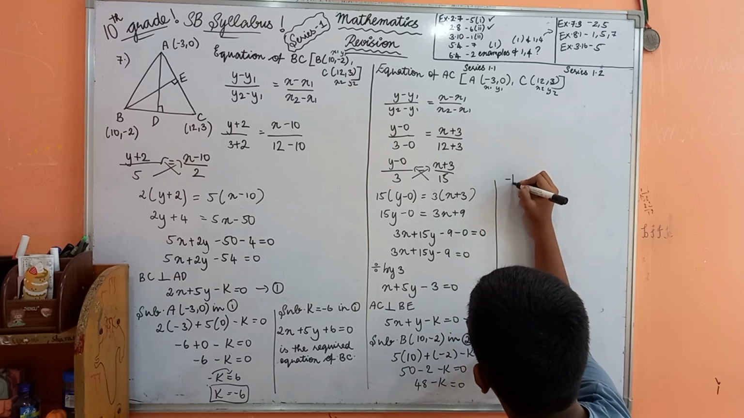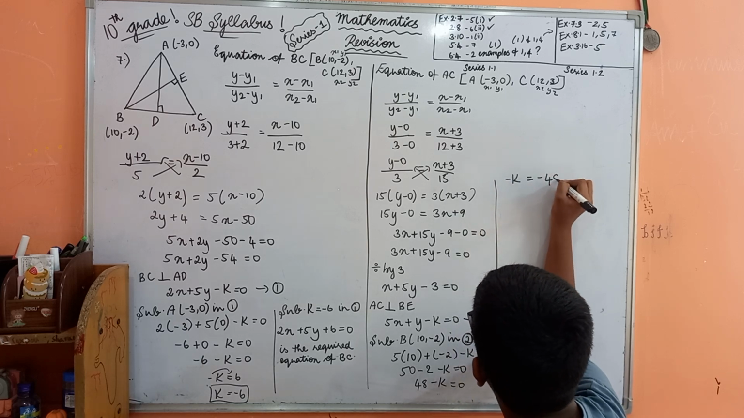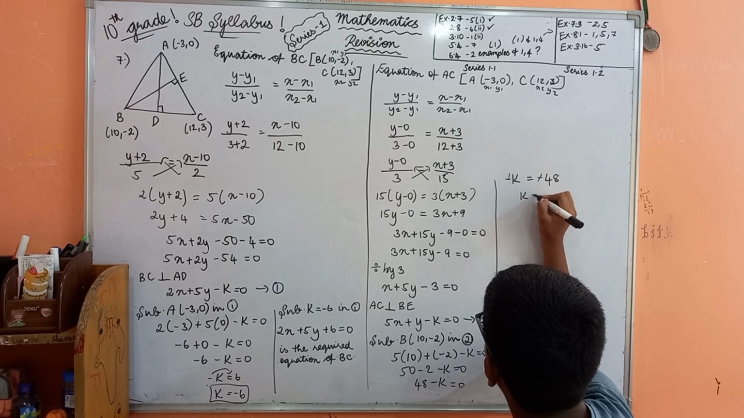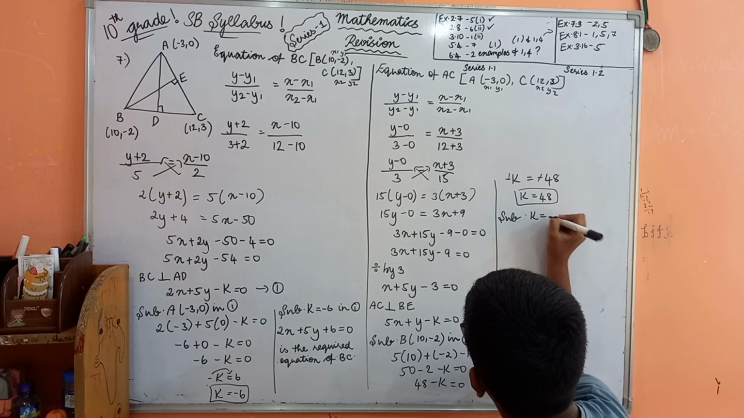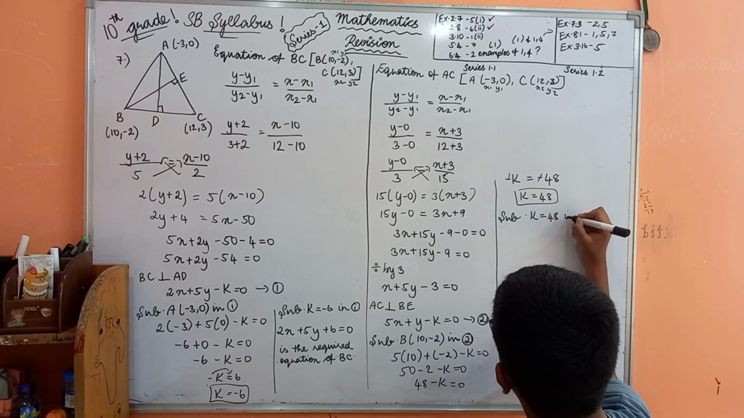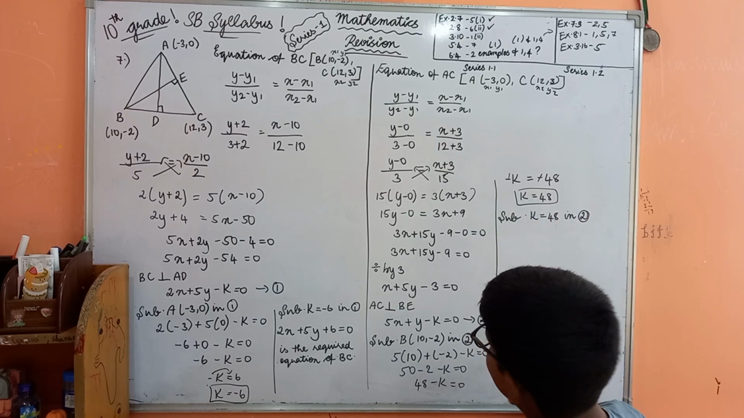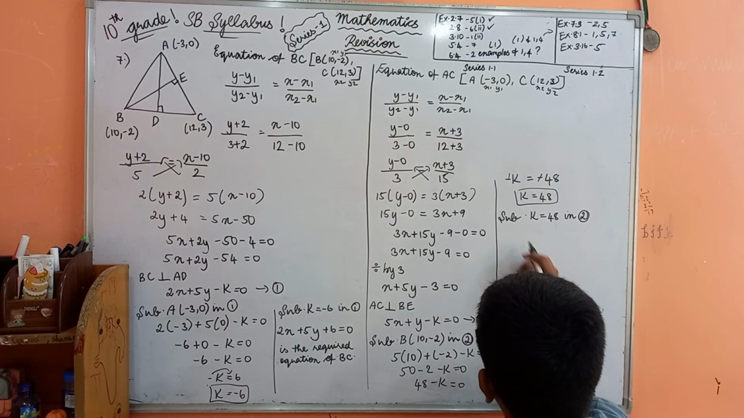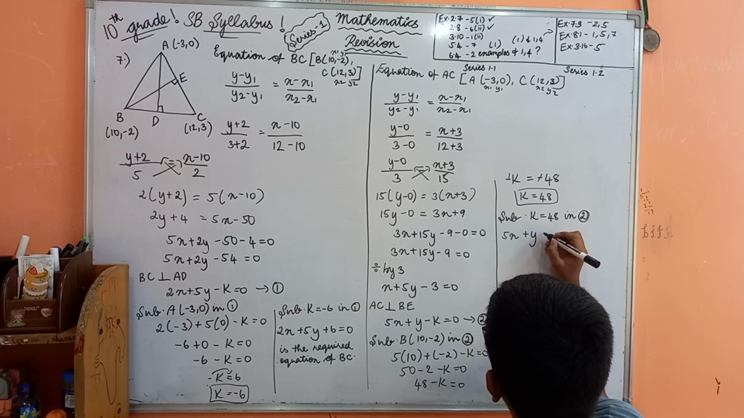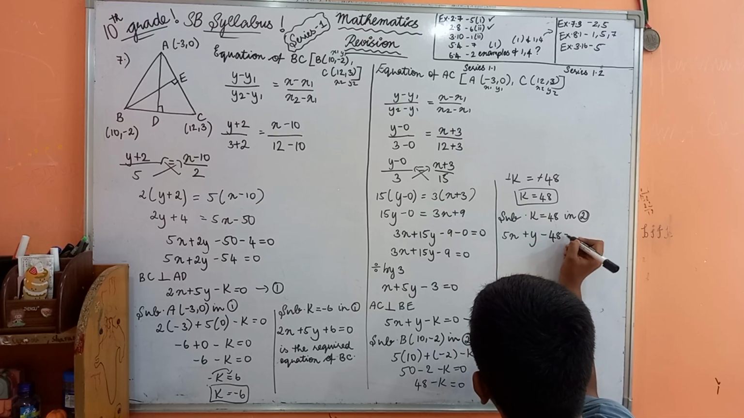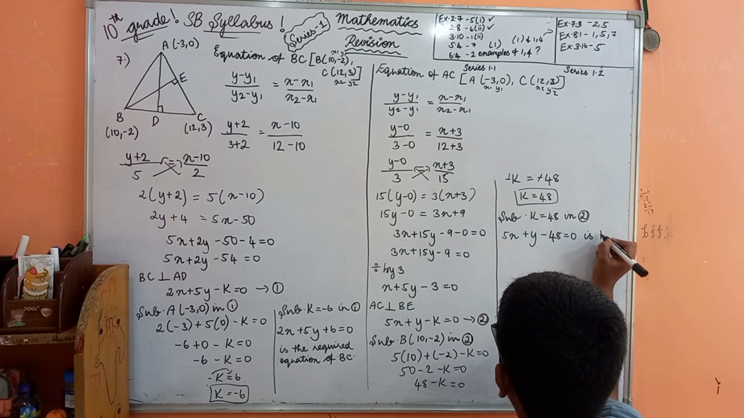So minus k is equal to minus 48, so k is equal to 48. Substitute k is equal to 48 into the equation and you get 5x plus y minus 48 is equal to 0. This is the required equation.